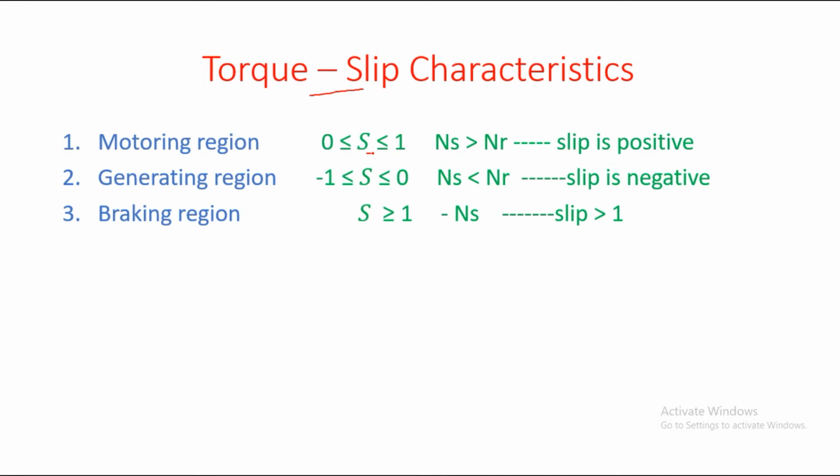We are much familiar with the operation of an induction machine as an induction motor, in which the range for slip is from 0 to 1, or we can say the value of slip is positive in the motoring region. It is possible only when we have more synchronous speed compared with rotor speed. And next is the generating region. It is quite opposite to the motoring region.